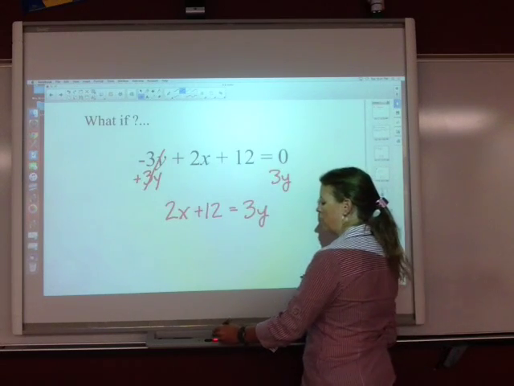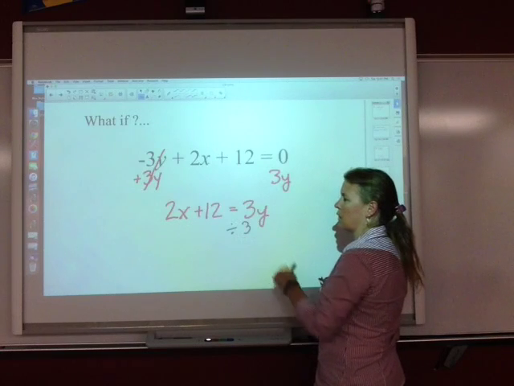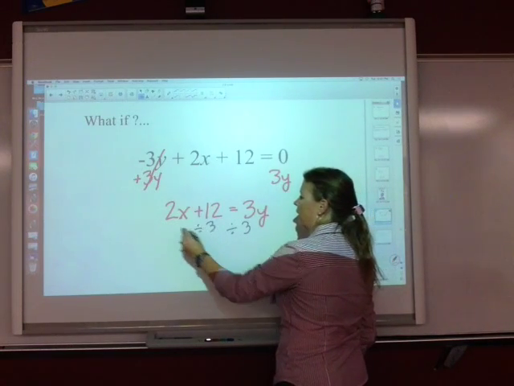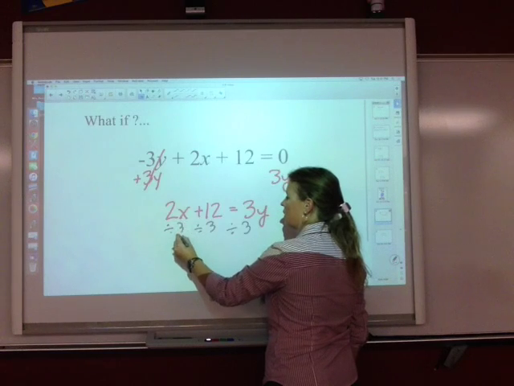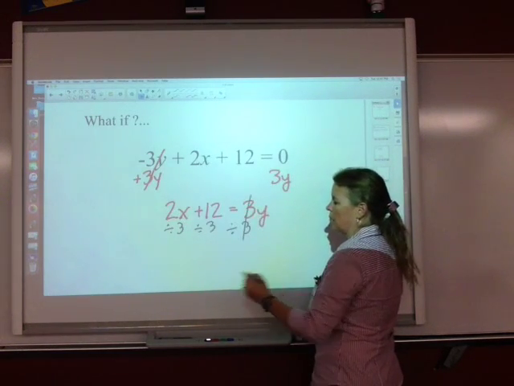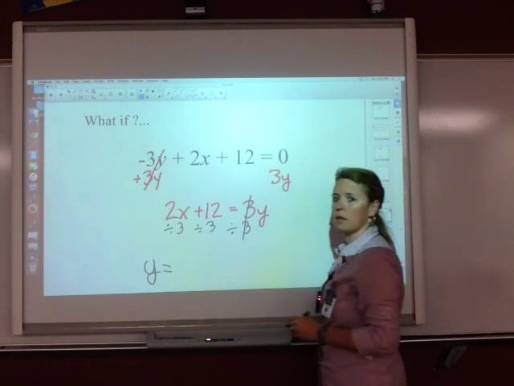Now do what you've done before. Go ahead and divide by 3. This time I'll use the division sign instead of the fraction bar. But you must divide by 3 different times. Your choice on where you want to put the y. You can put it in the front or you can put it in the back. I'm going to move it back over to the front of the equation.